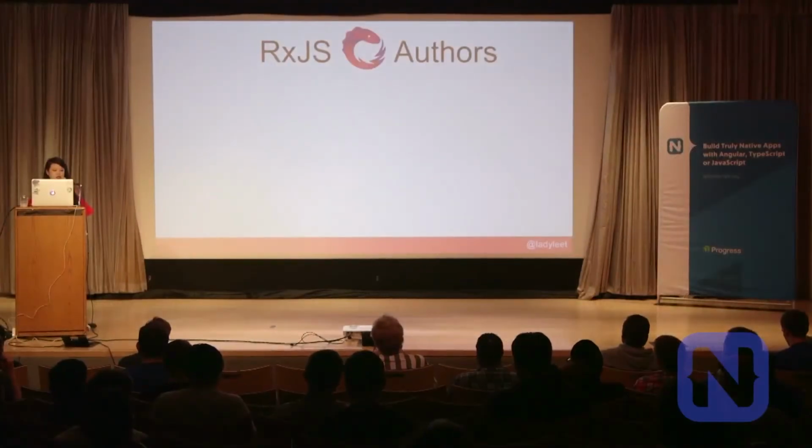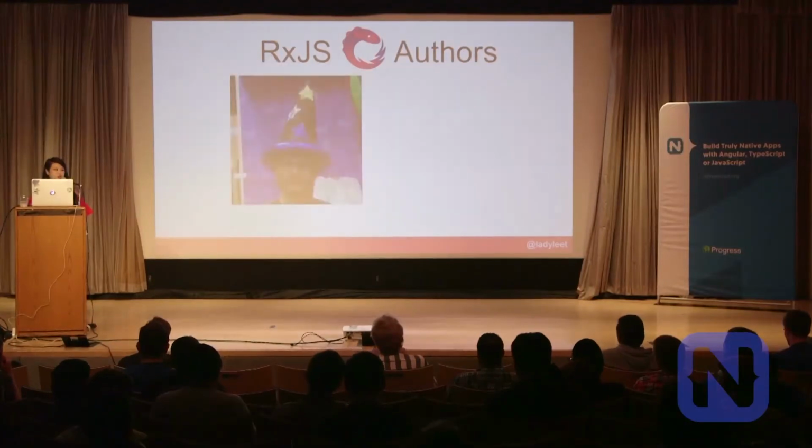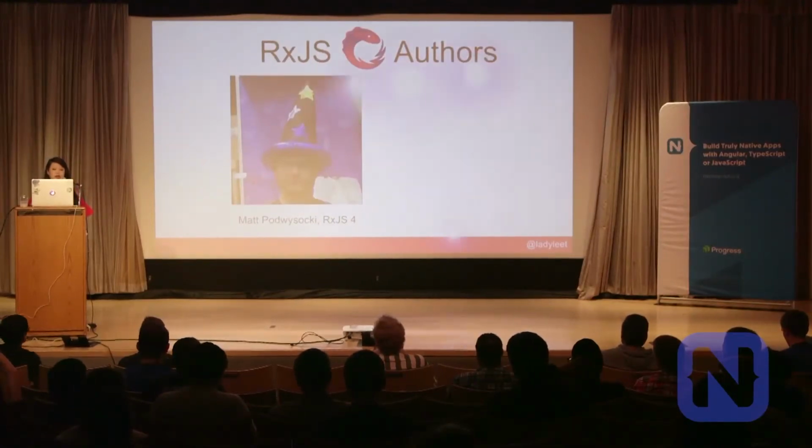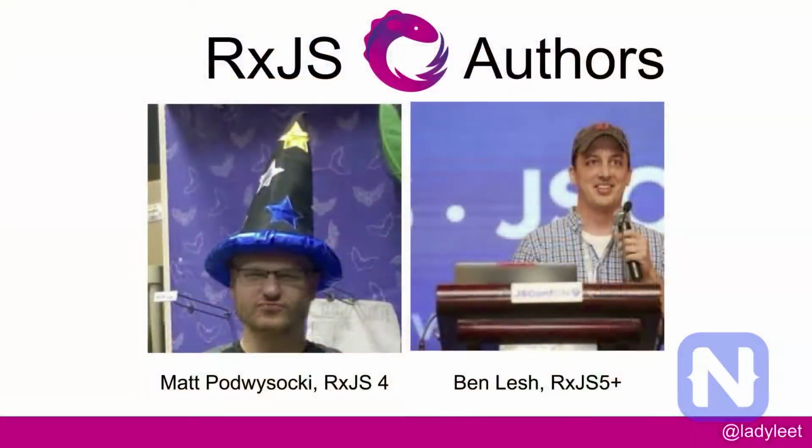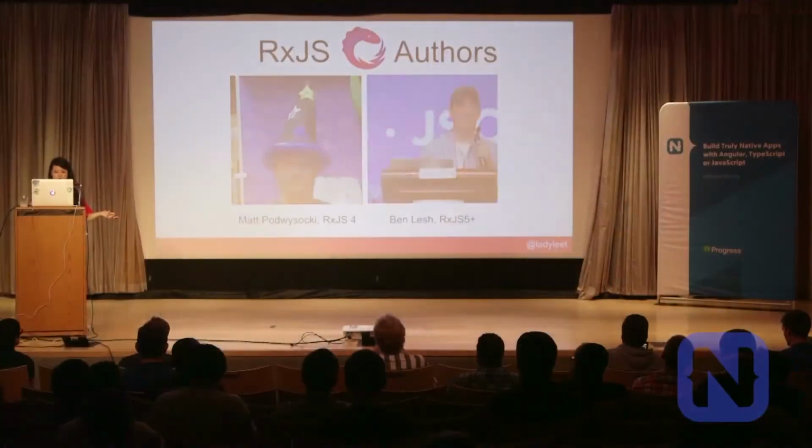So, a little history of RxJS. RxJS was originally written by Matt Podwasaki at Microsoft. That was RxJS 4. A lot of people are still using RxJS 4 now. But then Ben Lesh came along, and while he was at Netflix, he rewrote all of RxJS, and that became RxJS 5. And RxJS 5 is sort of what we know and love today. RxJS is adopted by tons of companies everywhere, but it really wouldn't have happened if it wasn't for these two guys' work and all the other amazing open source contributors.